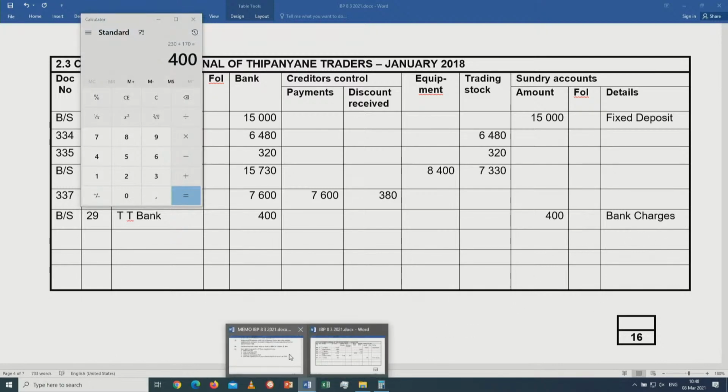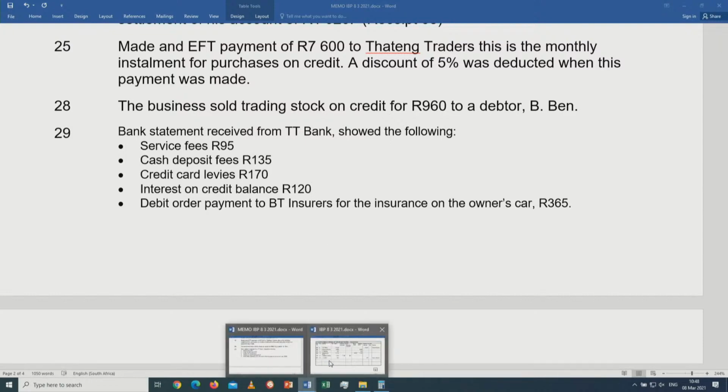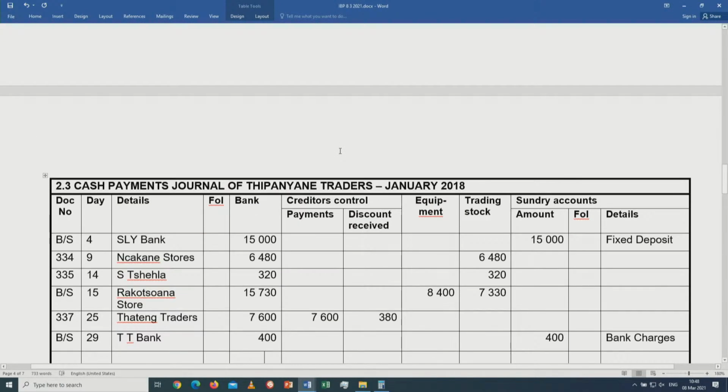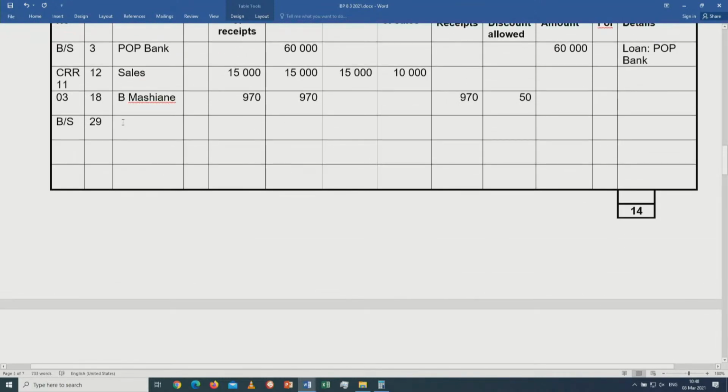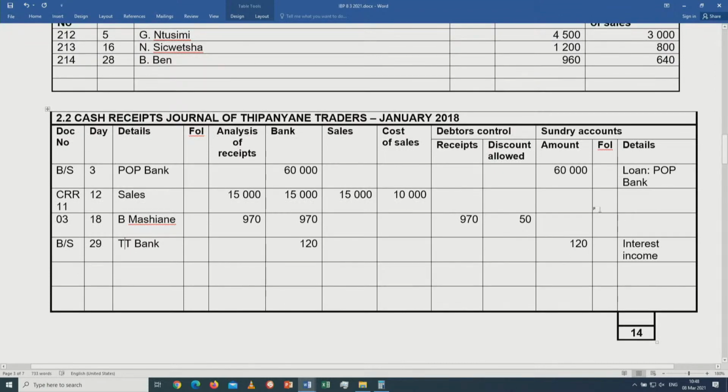All right. Then on the very same last transaction, there was interest on credit balance. Meaning interest on credit balance is an income to our business. Therefore, all incomes must be recorded under the cash receipts. Let's go to our cash receipts. Here is our cash receipts. This is how we are going to record it. TT Bank, we received under bank 120. What was this 120 for? It was for the interest income.